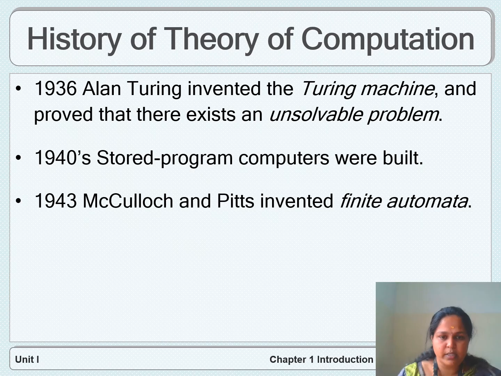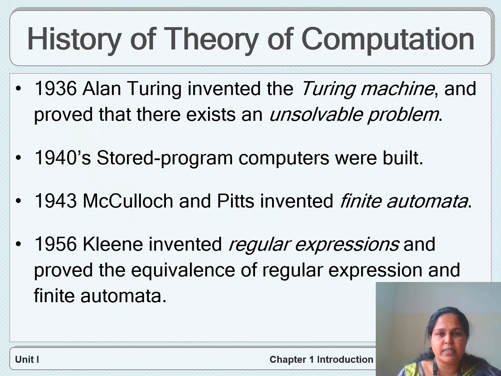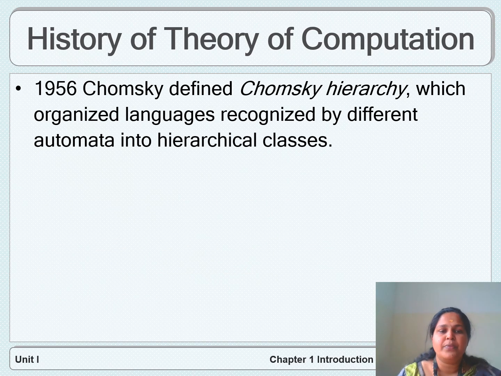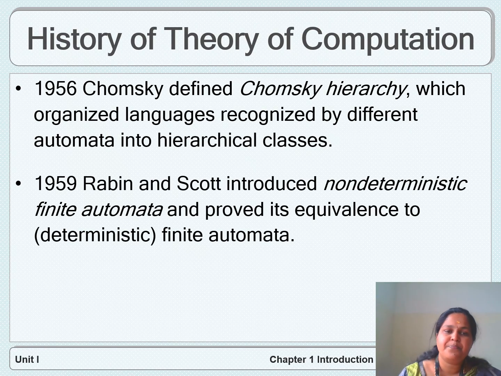In 1943, McCulloch and Pitts invented the finite automaton. In 1956, Kleene invented regular expressions and proved the equivalence of regular expressions and finite automata. In 1956, Chomsky defined the Chomsky hierarchy, which organized the languages recognized by different automata into hierarchical classes. In 1959, Rabin and Scott introduced non-deterministic finite automata and proved their equivalence to deterministic finite automata.